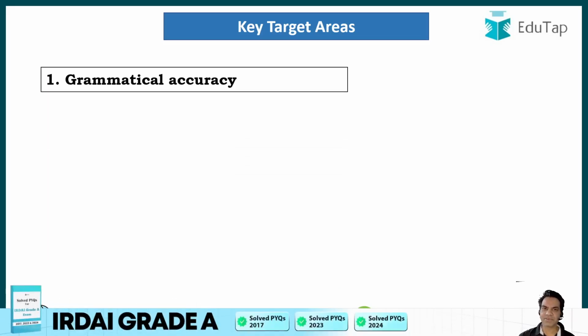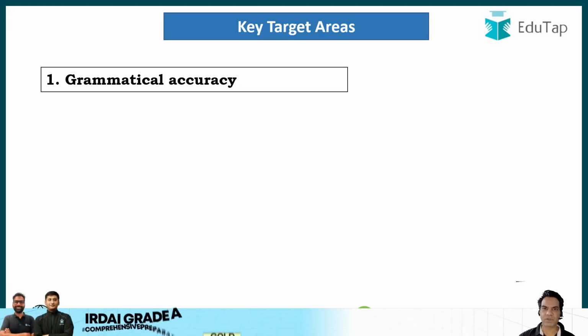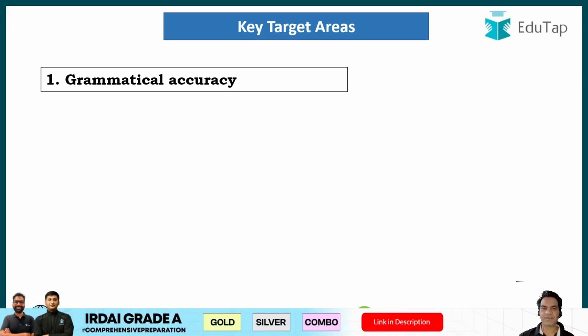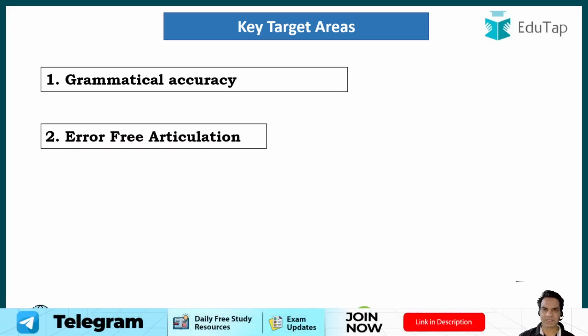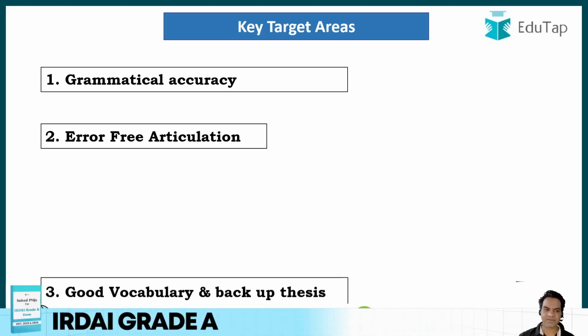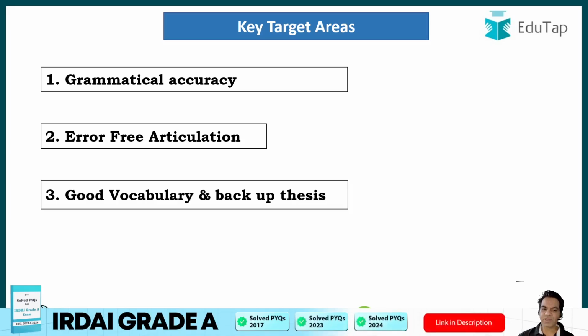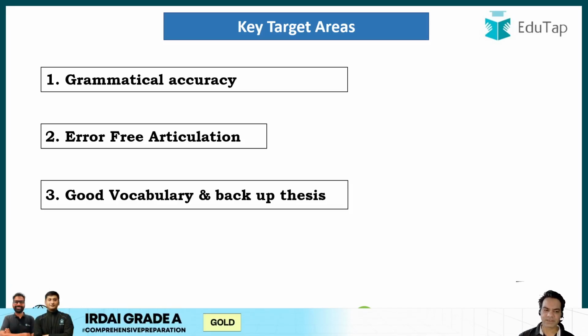In your descriptive English part, the first primary necessity is that your answer should be grammatically correct, because every grammatical mistake will cost you marks. So focus on grammatical accuracy. Then error-free articulation. There should not be any spelling mistake, punctuation error, typo, or any such error for that matter. Good use of vocabulary and backup thesis. You should be up to date with your facts and data. You should have enough content to present in your answers, and you should use good vocabulary to present your answers.